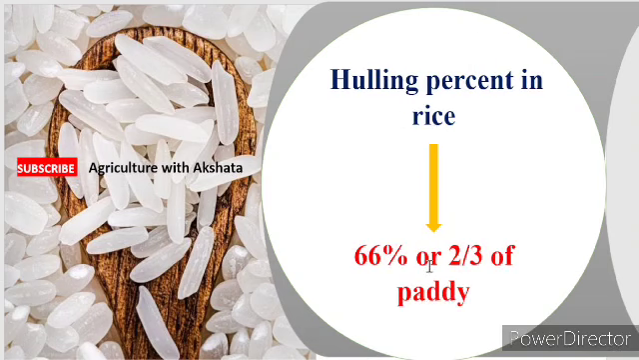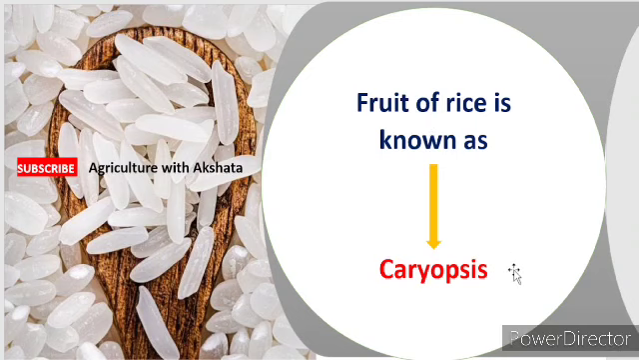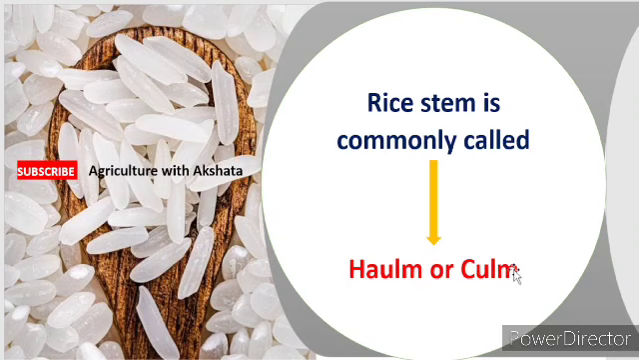Unhulled rice is called brown rice. So the rice along with the lemma and palea, that is unhulled rice, is called brown rice. If we remove the lemma and palea, then that will be white rice. The fruit of rice is called caryopsis. The rice stem is commonly called a haulm or culm. A state which is known as the bowl of rice is Chhattisgarh.